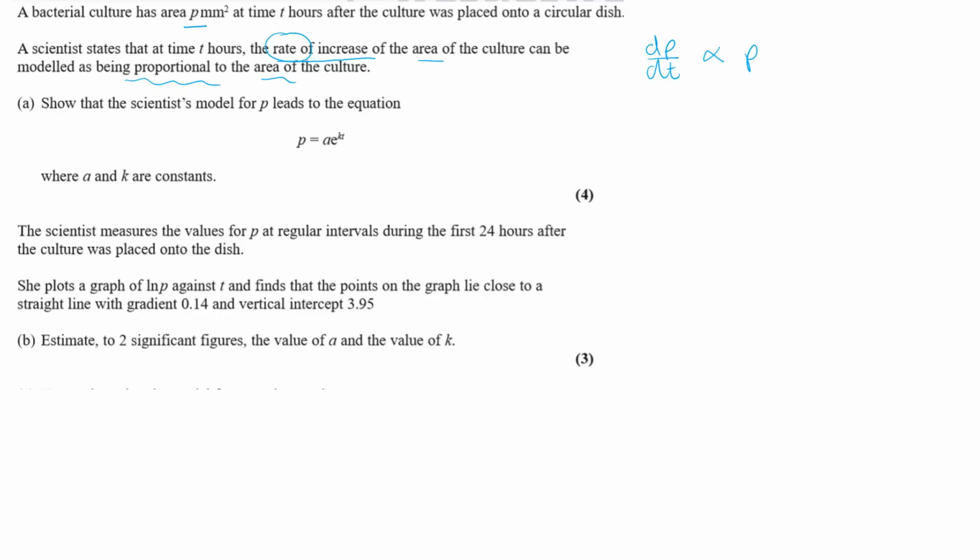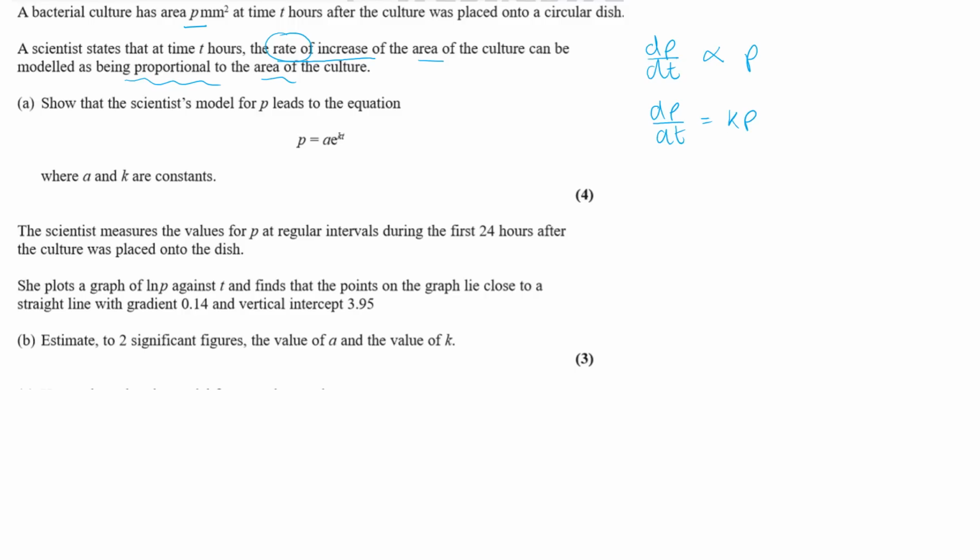Now, how do we get rid of the proportional sign? When things are in proportion, as one increases, the other increases, and there's a constant of proportionality. So we just lose that proportionality sign and say equals kP, where k is a constant and it's the constant of proportionality. Now we've got a differential equation and we need to separate the variables and integrate.